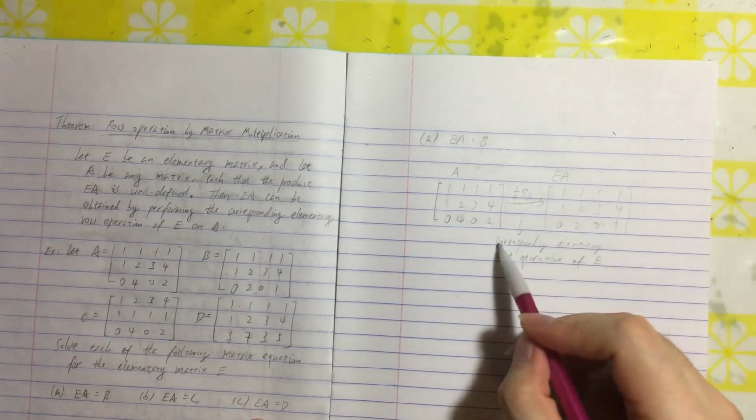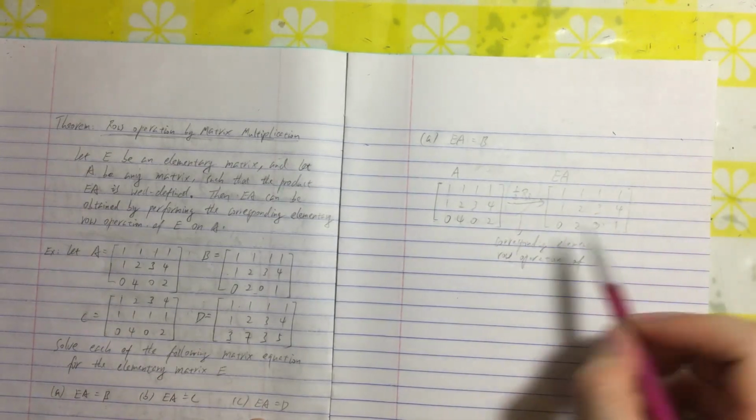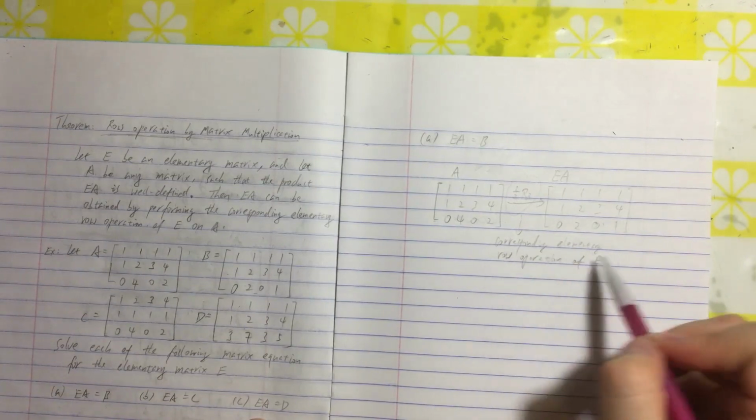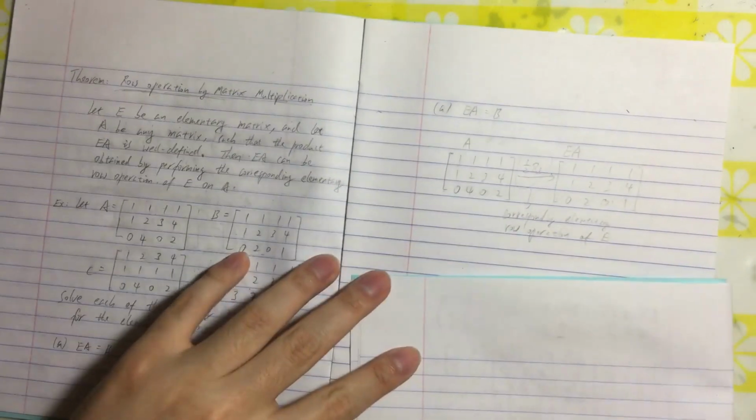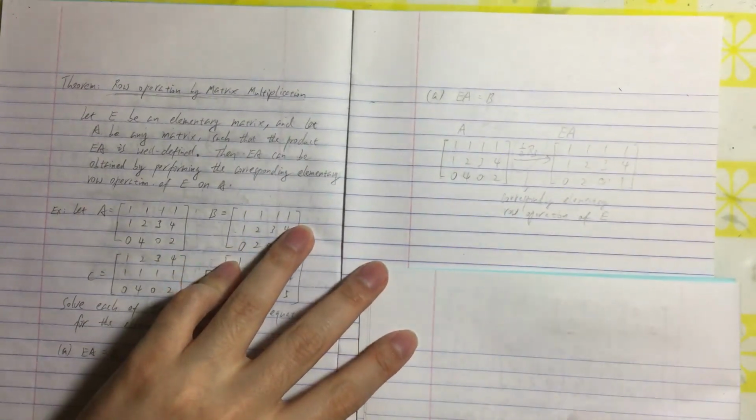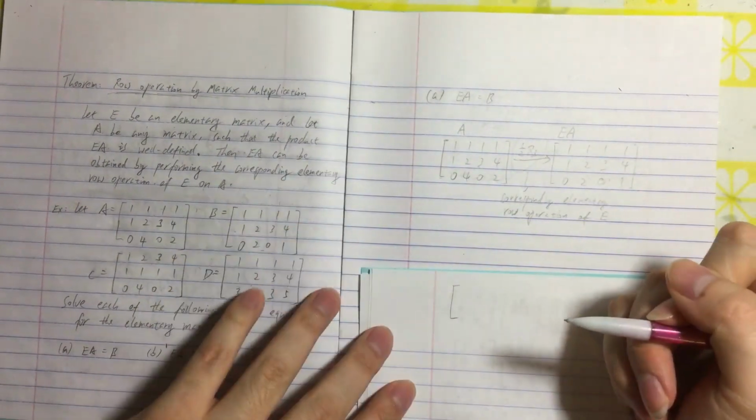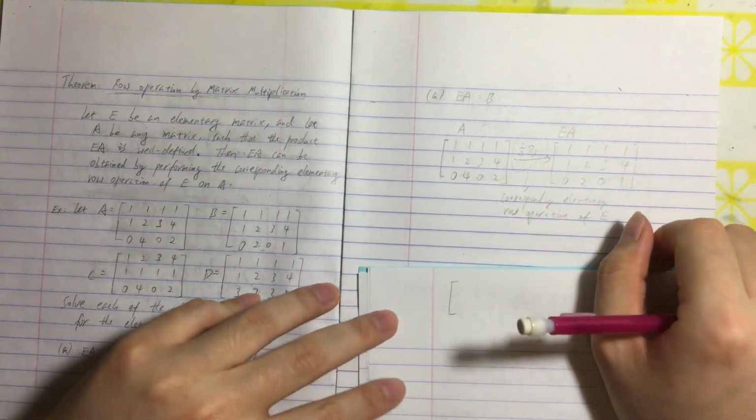This operation here is the corresponding elementary operation of E. If I know the corresponding elementary operation of E, what's E here? In order to get E, we start from the identity matrix.